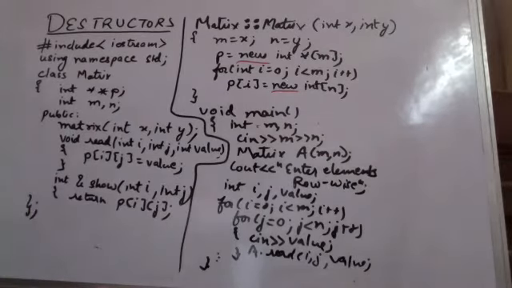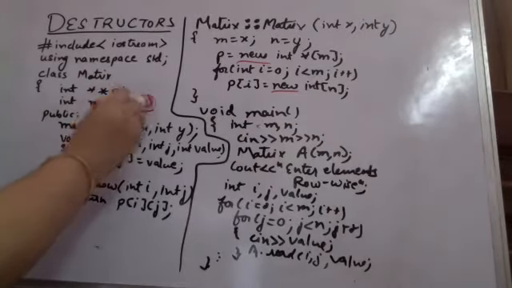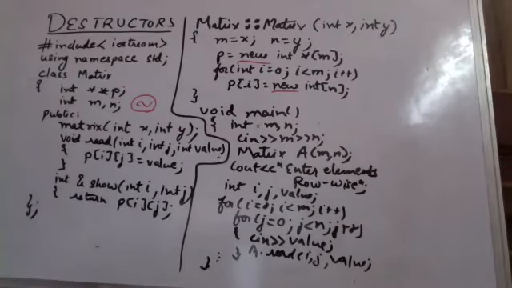I'll just write the proper definition of the destructor once we have done the explanation of this. It is again having the same name as that of the class, no return type, no arguments, and it has a tilde sign in front of the name. We'll understand what that is. So a destructor will never take an argument. It will never return any value.